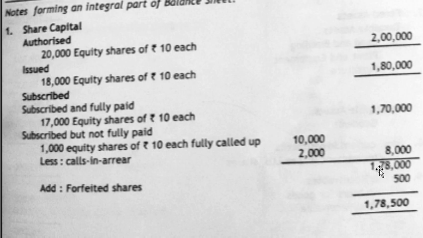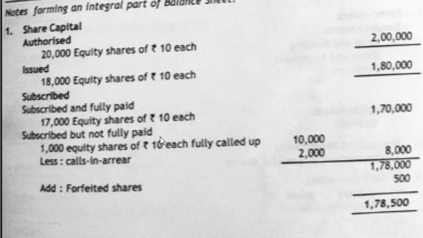So with this amount of 1,78,000, add forfeiture of shares. Forfeited shares are those shares which are equity instruments which have been cancelled by the issuing company because the payment has not been made by the shareholder. So as the payment is not being paid by the shareholder, it has been cancelled.